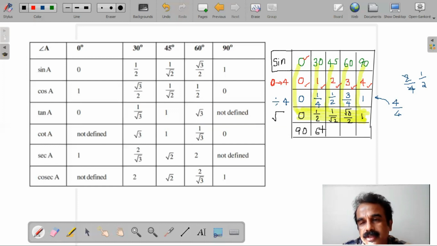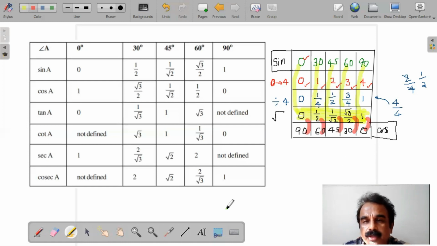So write all the values in reverse order: 90, 60, 45, 30, 0. Then you write here cos. Now all the cos values are also clear. Cos 0, again the same method. See, cos 0 is 1, cos 30 is root 3 by 2, cos 45 is 1 by root 2, cos 60 is 1 by 2, cos 90 is 0.